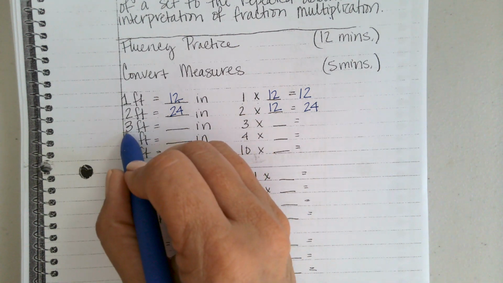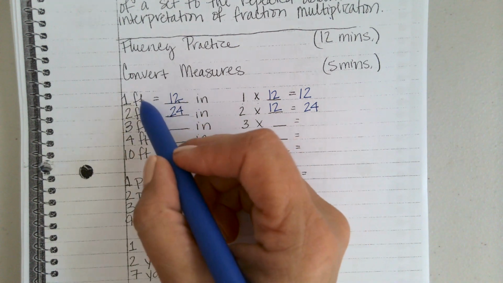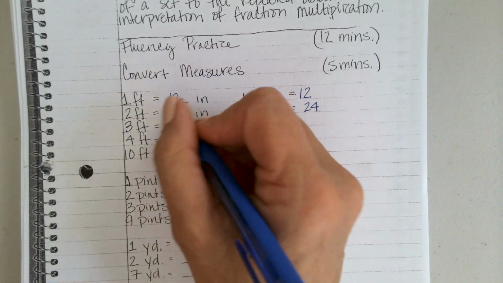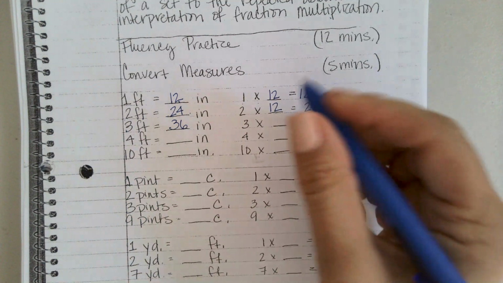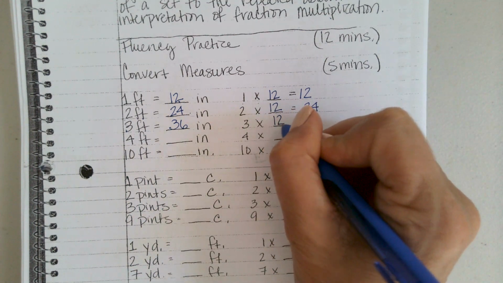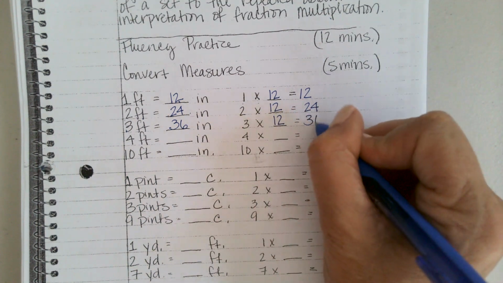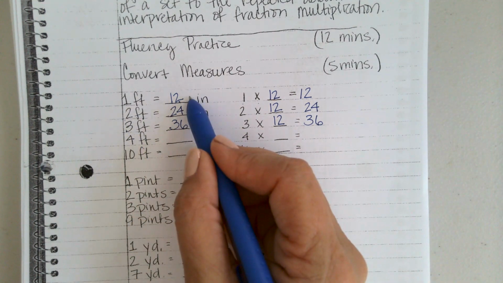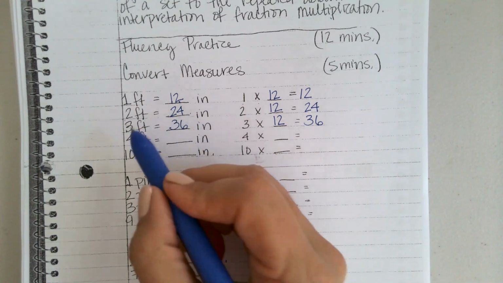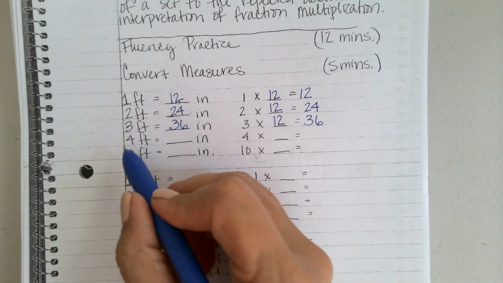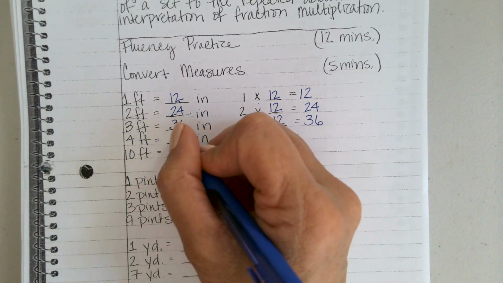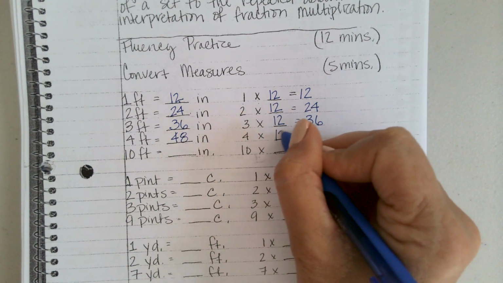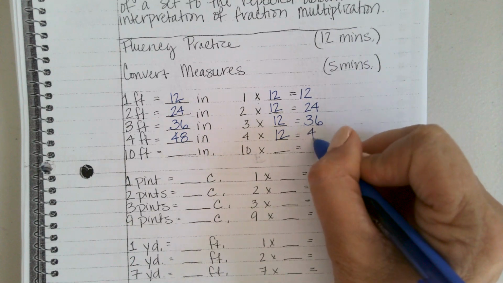Now, 3 feet. So if 1 foot is 12 inches, 2 feet are 24 inches, 3 feet would be 36 inches. So 3 times 12 is 36. So 1 foot is 12 inches, 2 feet is 24 inches, 3 feet is 36 inches, 4 feet are 48 inches. So 4 times what again? 12 is 48 inches.